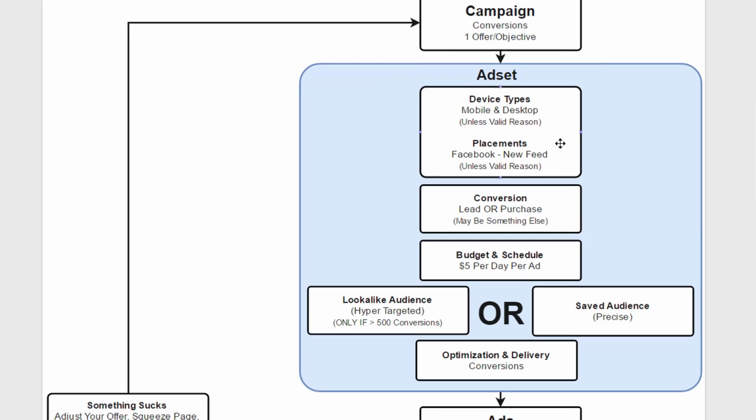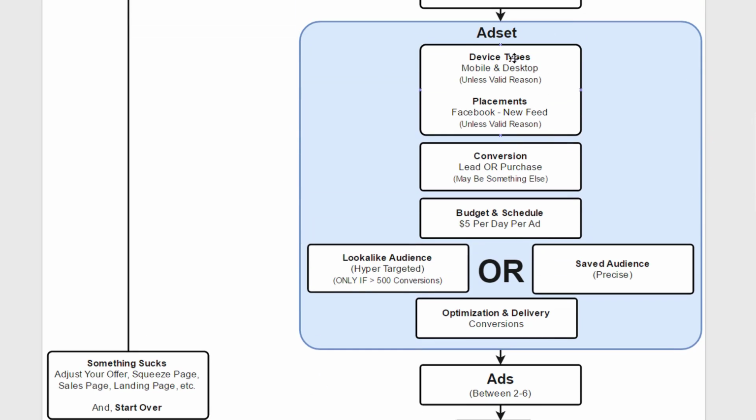And then when it comes to ad set, we're going to select our device types. We're going to do mobile and desktop, unless you have a valid reason to only choose a mobile device or only choose a desktop device. But you typically want to keep it kind of broad, select mobile and desktop. At this initial stage, for placements, you're going to want to select Facebook and newsfeed, unless you have a valid reason for selecting other placements or other websites like Instagram. But if you don't have a valid reason for selecting anything else, do Facebook and newsfeeds.